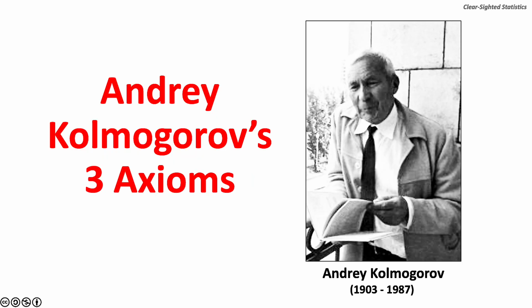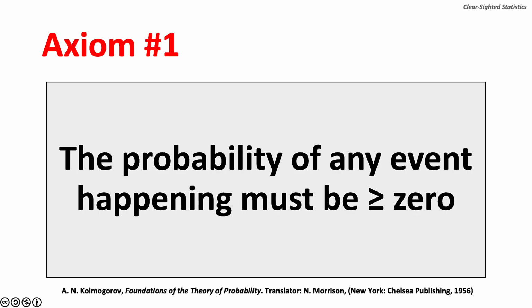Let's turn to André Kolmogorov's 3 probability axioms. Remember, an axiom is a mathematical postulate that's taken to be true and serves as a starting point for further reasoning. Axiom 1. The probability of any event happening must be greater than or equal to 0. There are no negative probabilities.